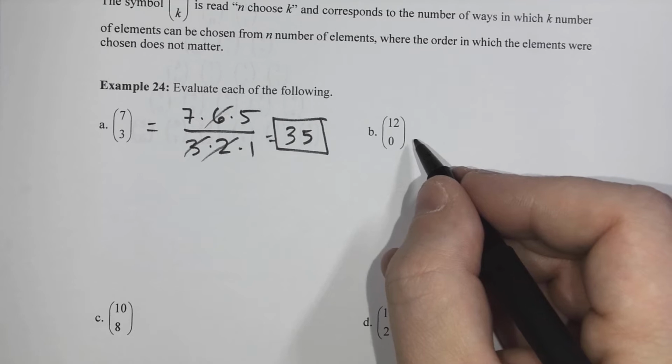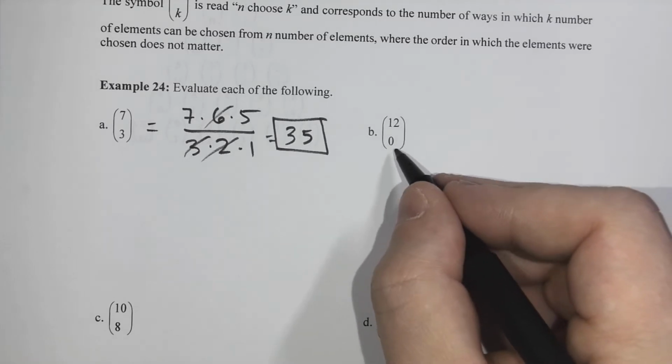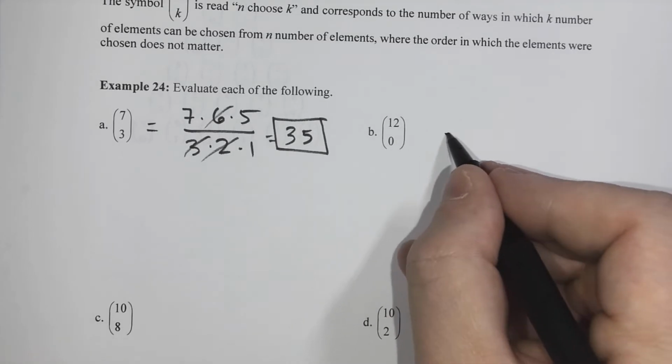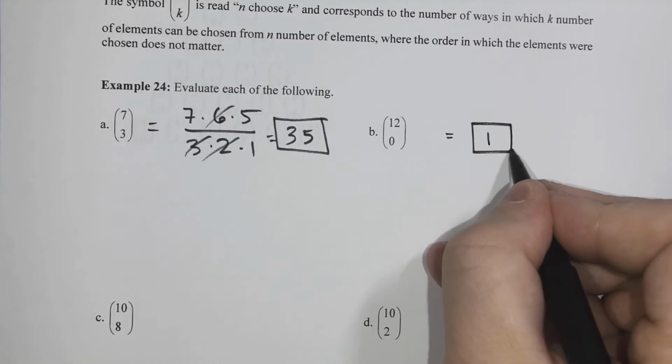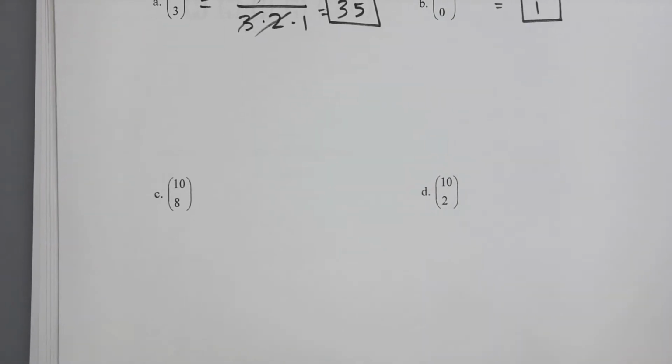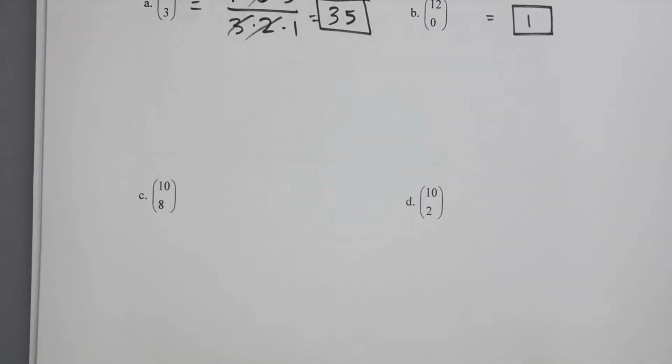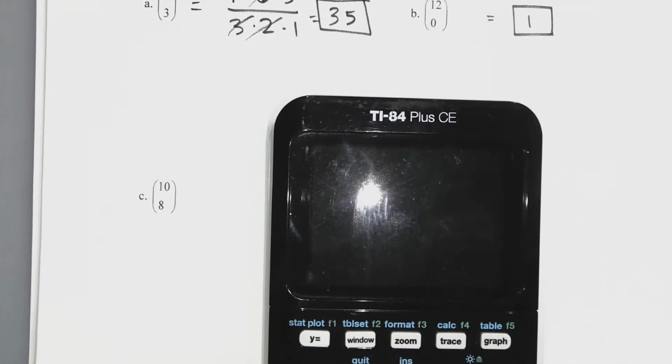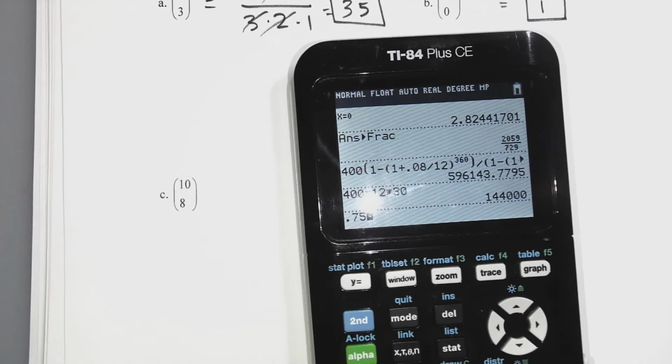12 choose 0. 12 choose 0 means you have 12 items, you're going to take 0 of them. Of course, if you're only going to take 0 items, that's just going to be 1, so I won't do too much more work on that. For the next two examples, 10 choose 8, you can either follow the formula, try to use the example I did up there, or let me show you where our calculator buttons are for these.